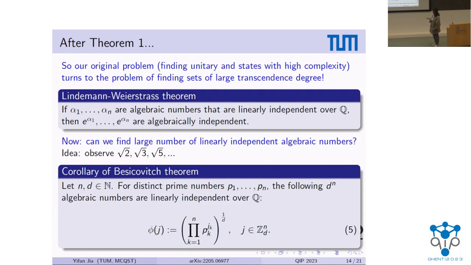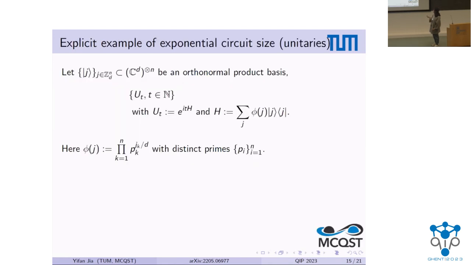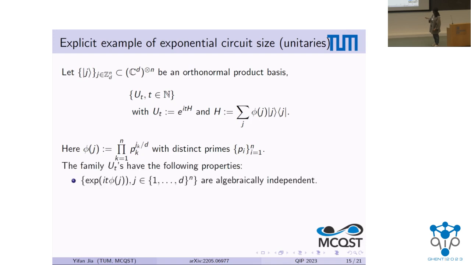So the general version is called the Besicovitch theorem, which tells us that using n distinct prime numbers, you can build up d to the power of n different algebraic numbers by taking roots, and they are linearly independent. For that, we can construct explicit examples by putting these V_j's that we defined as the roots into a Hamiltonian and thinking of the time evolution of this. Namely, we will have some diagonal unitaries which have e to the power of i t V_j on the diagonal. And due to the lemma that I wrote down previously, we know that all of them are algebraically independent, which means the transcendence degree is d to the power of n.